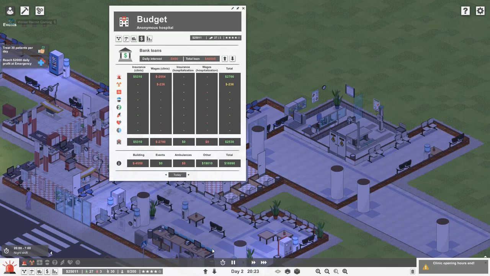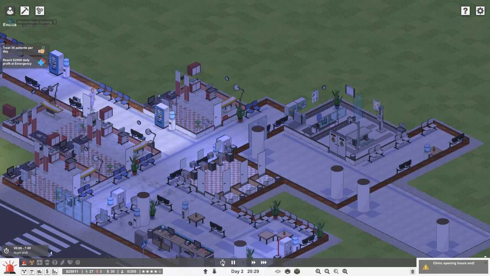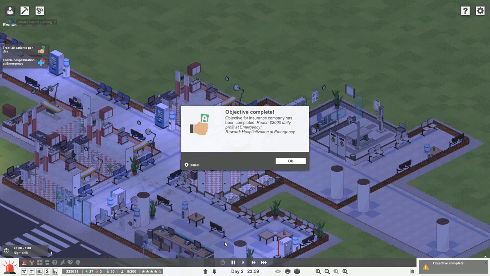I feel like that should have completed this. Reach 2,000 daily profit at emergency. Maybe we got to hit the very end of the day. So let's see. And straight on till morning. Yeah, see, there it is. Reward, hospitalization at emergency. Okay. Objective complete.